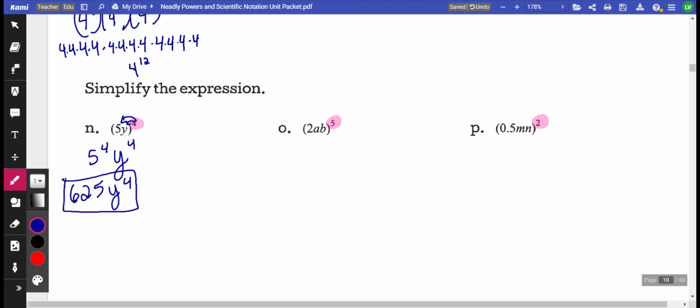All right, letter O. 2 to the fifth power times a to the fifth power times b to the fifth power. I'm just distributing this fifth power to all three terms. Well, 2 to the fifth power, when you plug that into your calculator, is 32. A to the fifth is a to the fifth, and b to the fifth is b to the fifth. So 32, a to the fifth, b to the fifth.